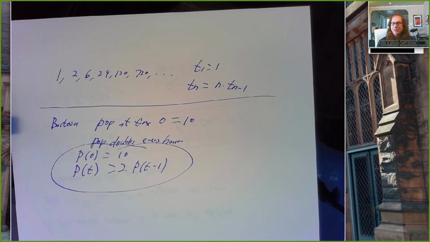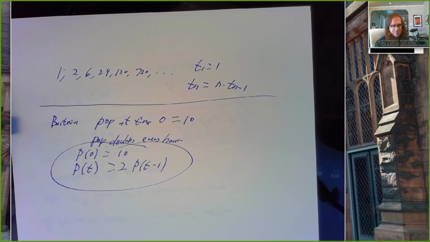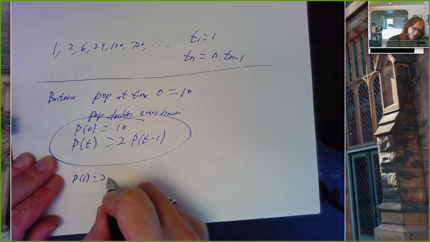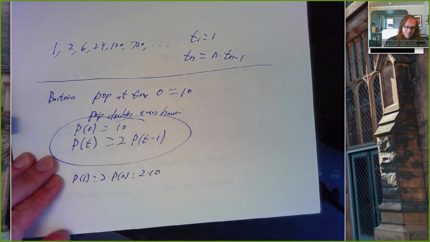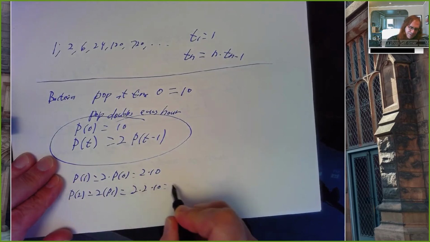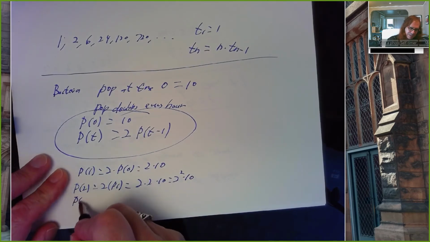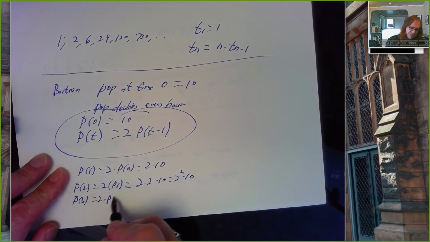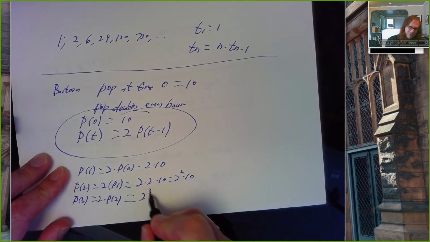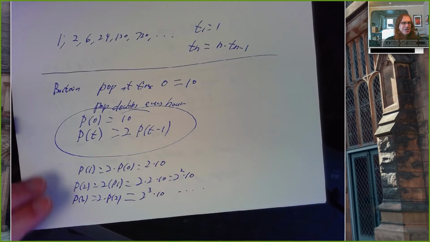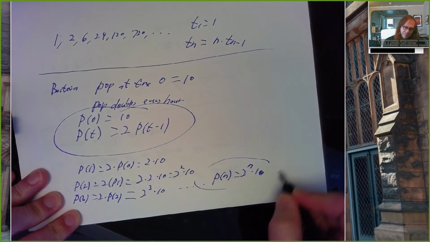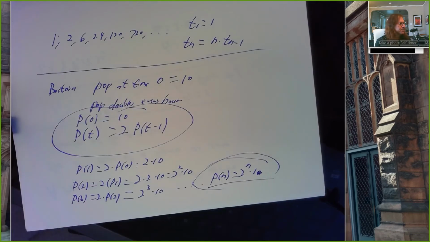Now, sometimes we can find a formula for the nth term of this sequence. And there's a few ways to do that. For example, we could observe that P1 equals 2 times P0 equals 2 times 10. And P2 would be 2P1, which would be 2 times 2 times 10, which is 2 squared times 10. And P3 would be 2 times P2. And since P2 is 2 squared times 10, 2 times P2 will be 2 cubed times 10. And from there, we could hypothesize that the population at time n is 2 to the n times 10.